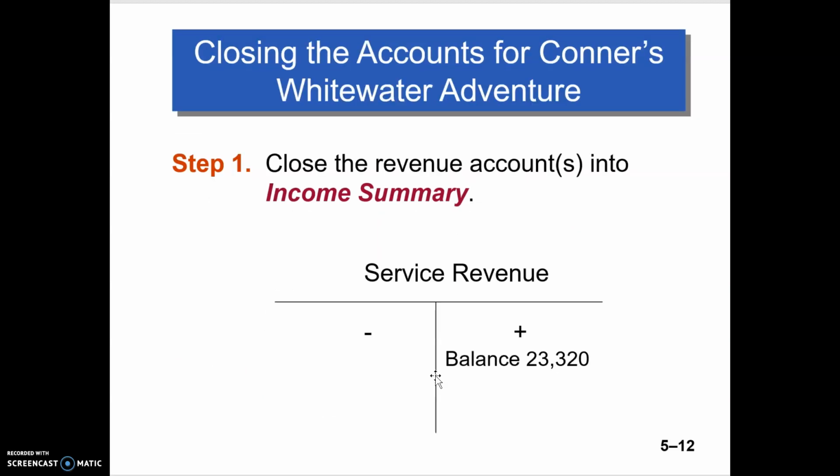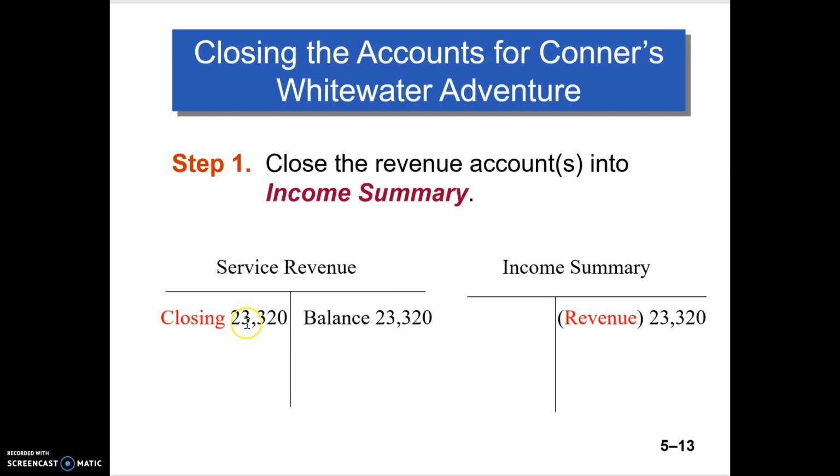First one, we need to close the revenue account. So here we've got service revenue. It's got a credit balance of $23,320. We want it to have a zero balance. So that means we need to put $23,320 on the debit side of service revenue. Because when we put $23,320 on the debit side of service revenue, that's going to cause it to have a zero balance. We can't have a debit without a credit, so we put the credit into income summary. So after this first closing entry, service revenue has a zero balance. Income summary has a balance equal to the amount of revenue. That's step 1.